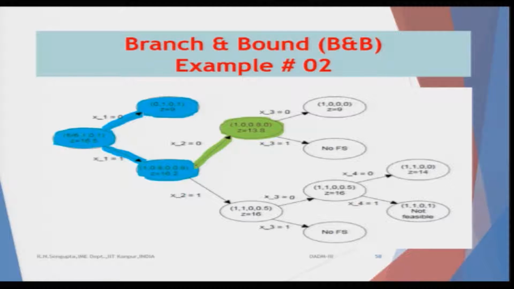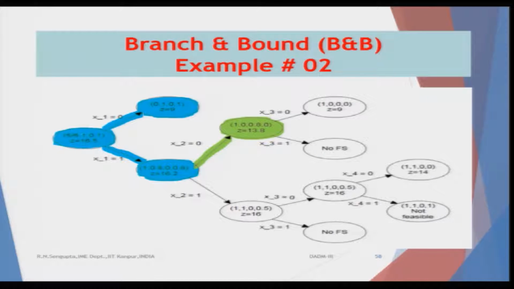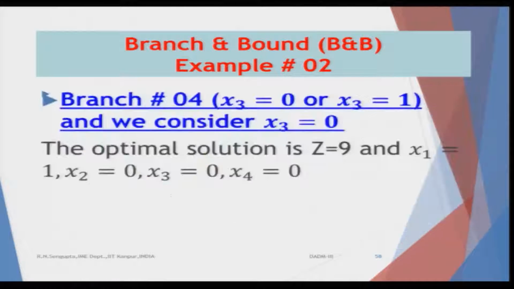So, we are in this green stage. Branch 4, x 3 is 0, x 3 is 1 as I mentioned, and we consider x 3 is 0. So, x 3 is 0 is going in this direction. This one we will highlight as green in the next slide when we check the branch and bound. Then this green one which is given here will become blue.